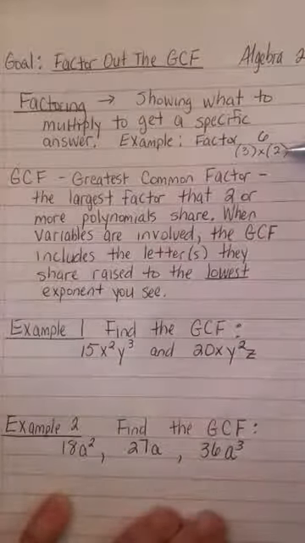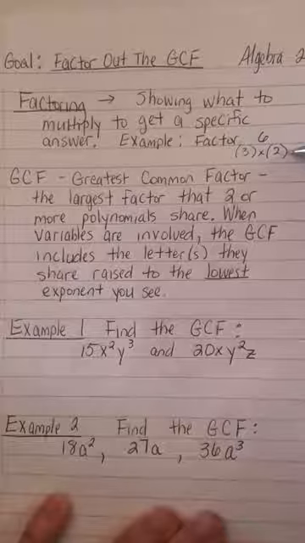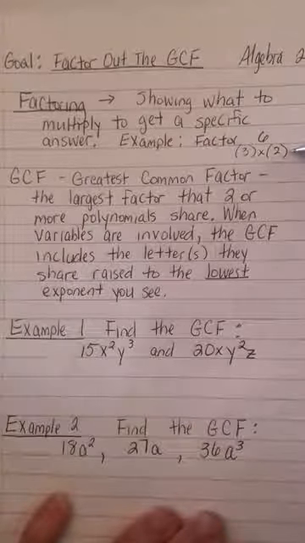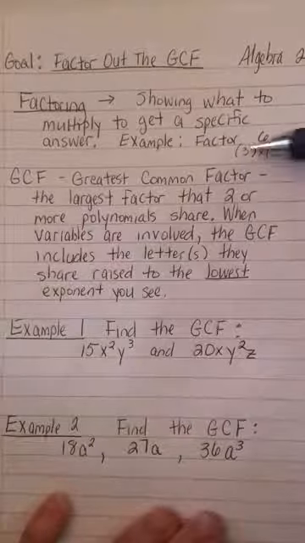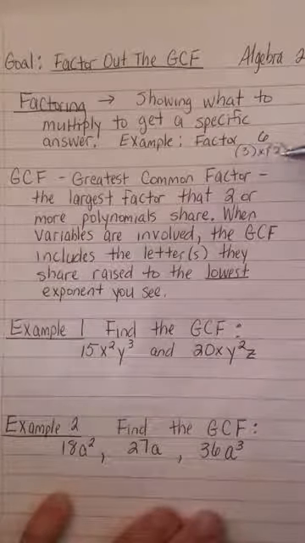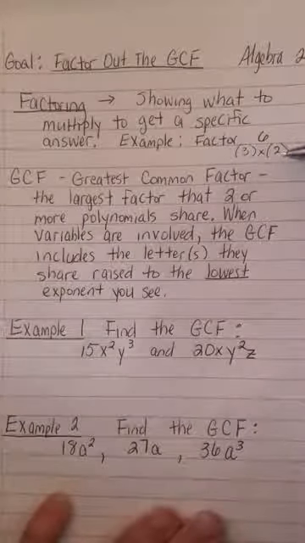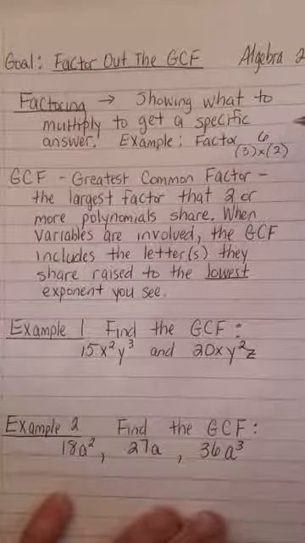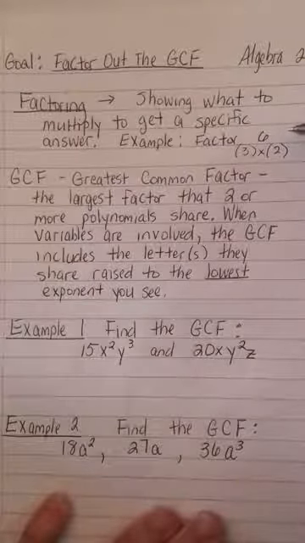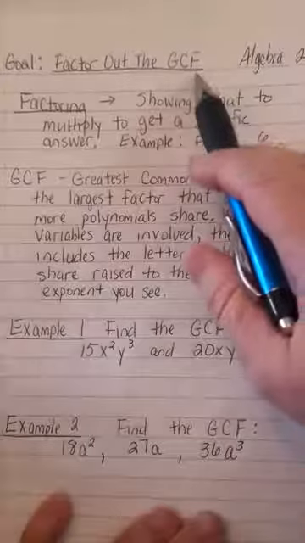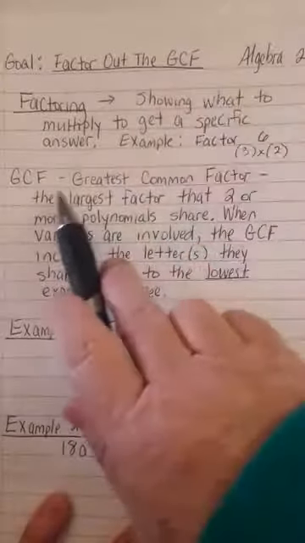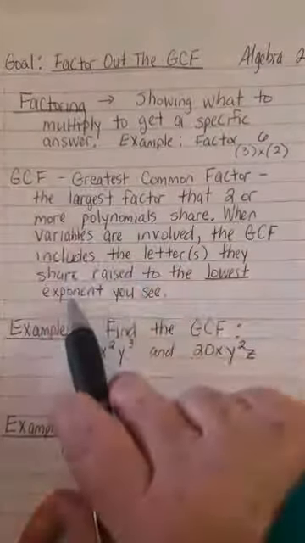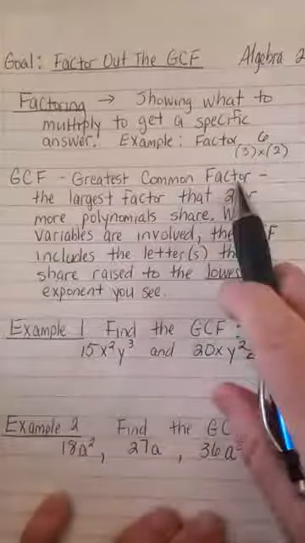That's what factoring is. Of course, in Algebra 2, we're going to factor polynomials. So it's not quite that simple, but that's what we're going to be doing. We're going to be showing what polynomials to multiply together to get a specific answer. We're going to start today with this goal right here, factoring out the GCF. And this right here tells you what the GCF is, the greatest common factor.